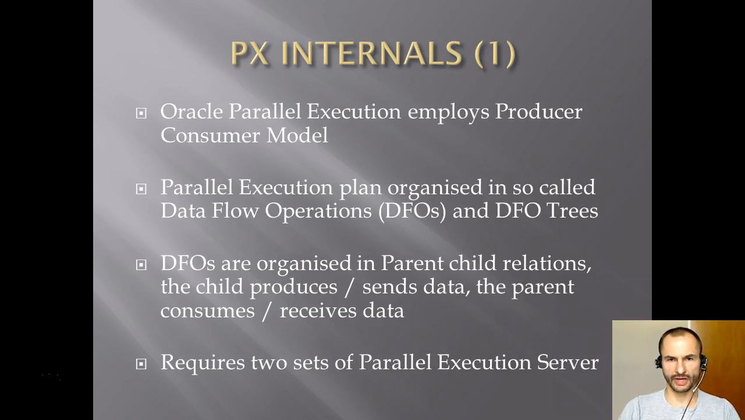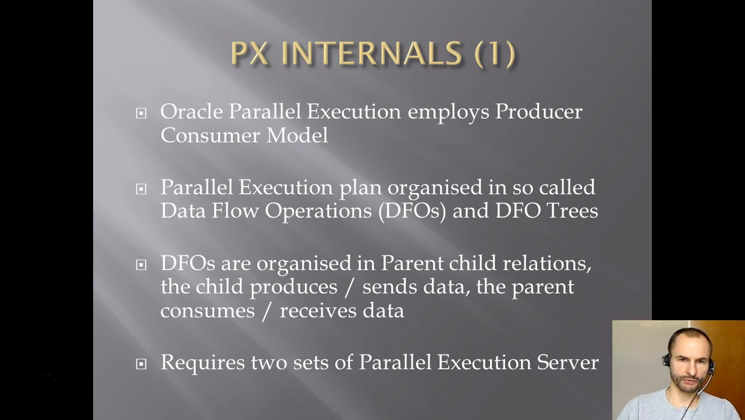So we have this producer-consumer model, which means that the execution plan reflects this by being organized in so-called data flow operations, child and parent data flow operations. And these data flow operations in turn are then organized in so-called DFO trees. So one DFO tree consists of one or more of these data flow operations. There can be many data flow operations as part of this DFO tree. And I will come later to this DFO tree because these DFO trees can have some significant side effects that you need to be aware of if you want to deal with parallel execution and understand what is going on.